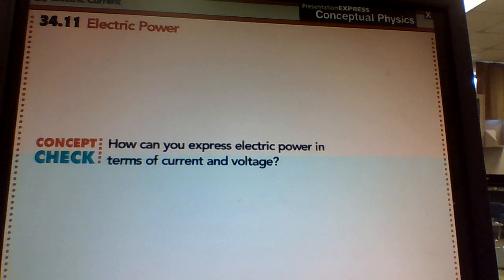So how do we express electric power in terms of current and voltage? It is that power equals current times voltage. Well, that finishes our notes for 34.